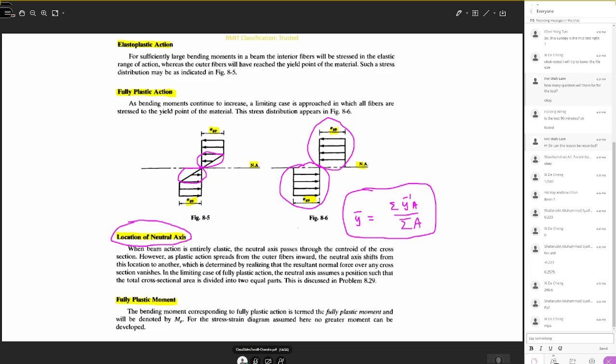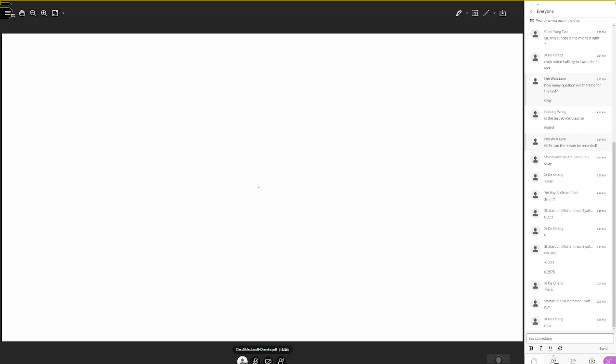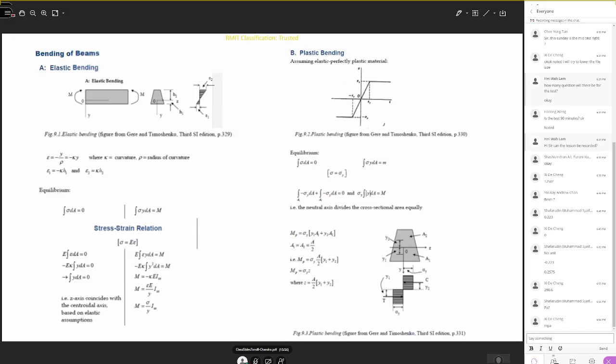But when the material is under fully plastic conditions, we cannot apply this formula. In the limiting case of fully plastic action, the neutral axis assumes a position such that the total cross-sectional area is divided into two equal parts. So now, under fully plastic conditions, how do we establish the neutral axis? You can see here.